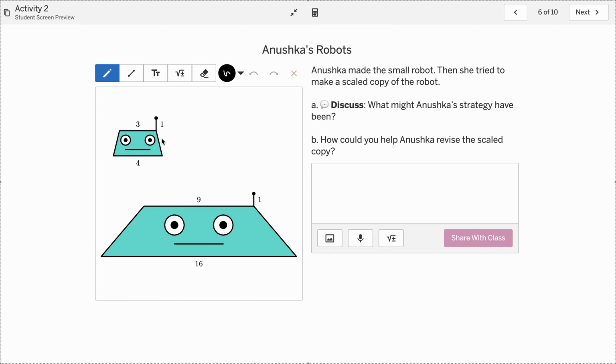So I know that she multiplied 3 by itself to get 9, and she did the same thing here. She multiplied 4 by itself to get 16, and 1 by itself to get 1. How would you help her make that a scaled copy? Right now, her scale factor isn't the same for all of the measurements, and if we want a scaled copy, then it has to be the same. So what would you do? I'm going to let you answer that and then go on when you are ready.